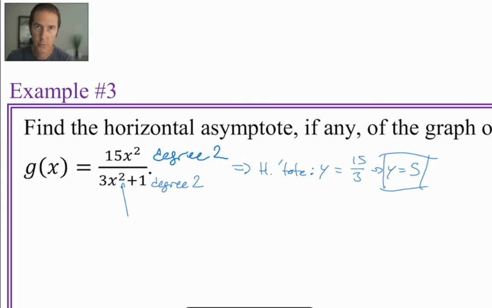If I change this exponent to a 1, then we don't have a horizontal asymptote anymore, because the degree of the numerator would be larger than the degree of the denominator. If I change this exponent to a 1, then the degree of the denominator is larger. And so the x-axis, or y equals 0, would be the horizontal asymptote.